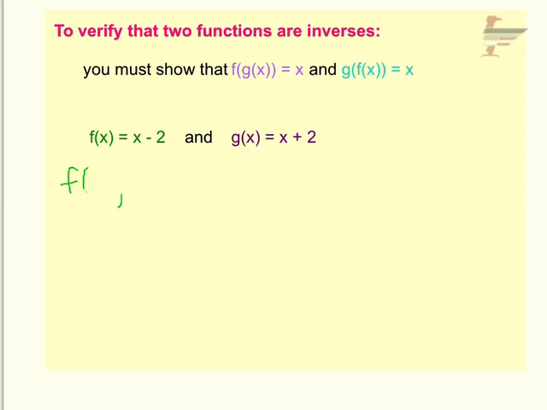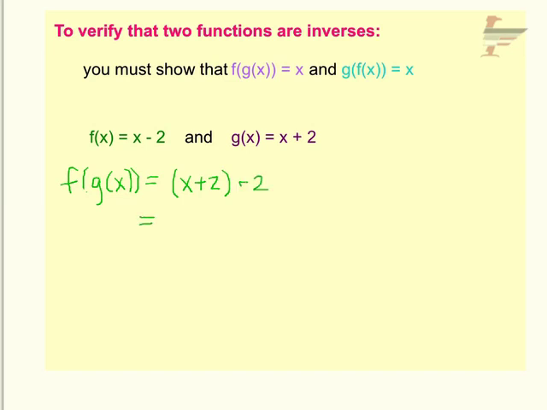Why do I keep writing that the wrong way? F of g of x. So there's a composition. You can see the g function is on the inside. So we're going to take g and plug it into the f function. Instead of that x, here's our g function, x plus 2, and now minus 2 on the end.